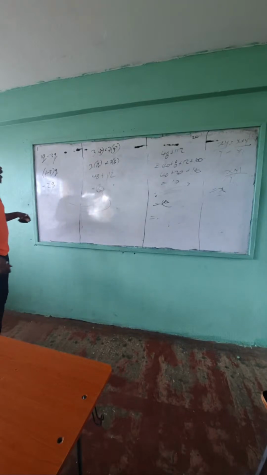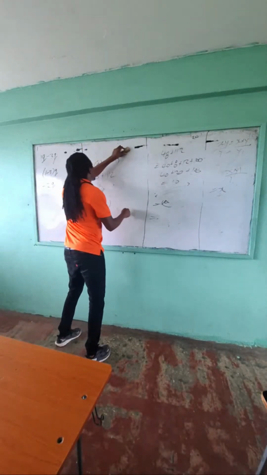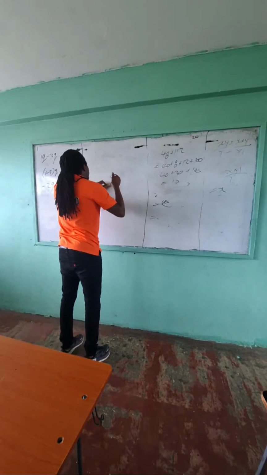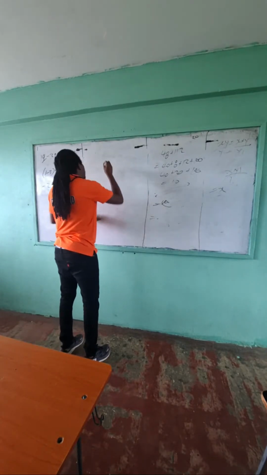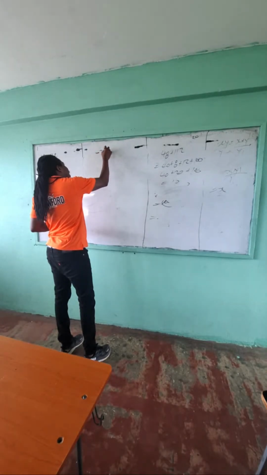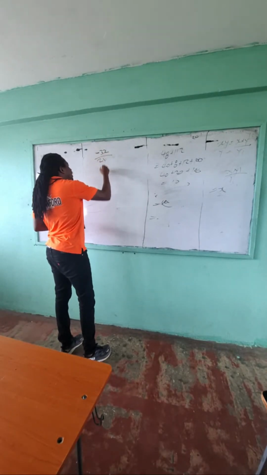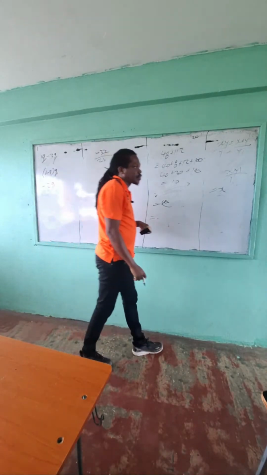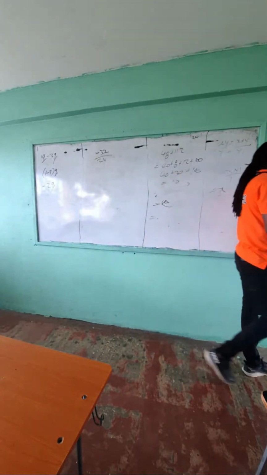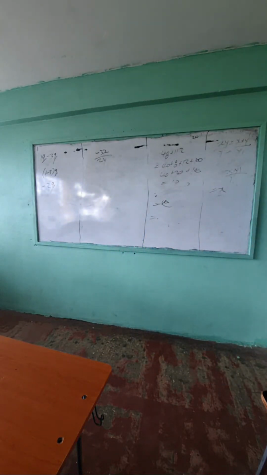Minus 3x over 2y. So negative and positive gives negative. Negative and negative, positive. Positive and negative.